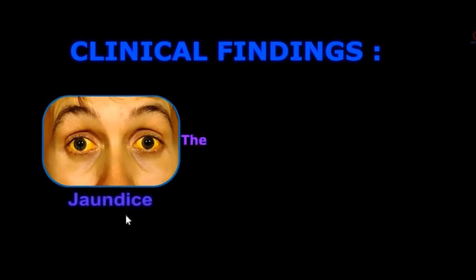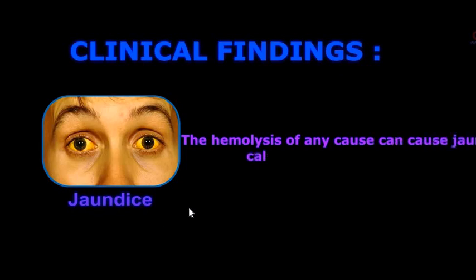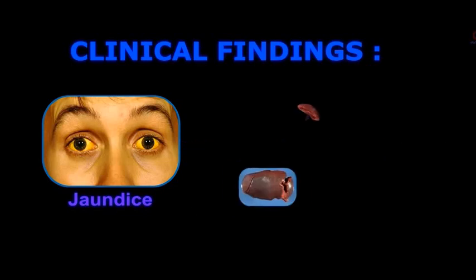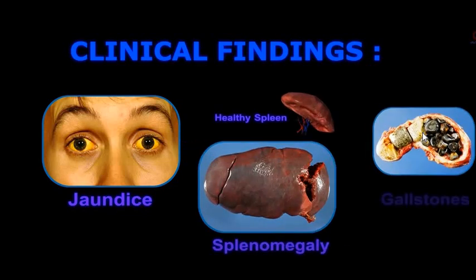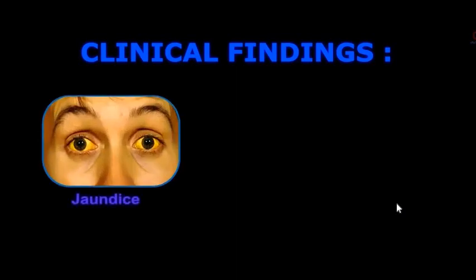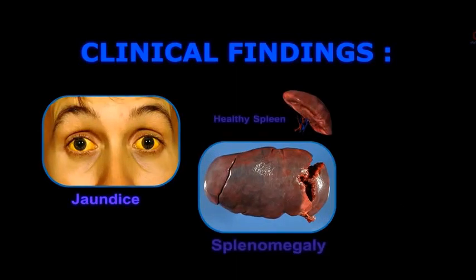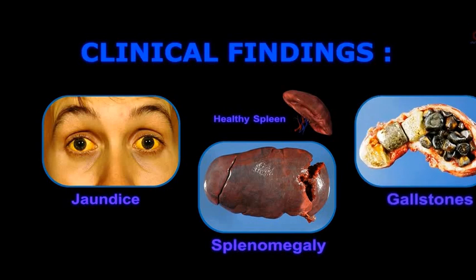So what are the clinical findings? First is jaundice. Hemolysis of any cause can cause jaundice. You have already seen jaundice is a constant feature of hemolysis, and there is splenomegaly and there are gallstones. So we repeat, clinical findings are jaundice, splenomegaly and gallstones.